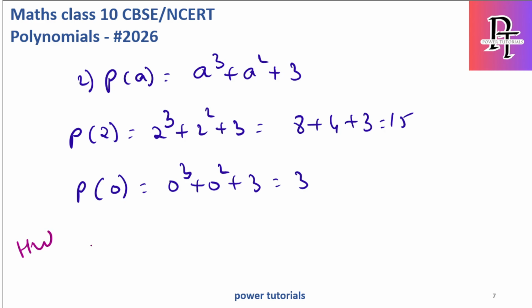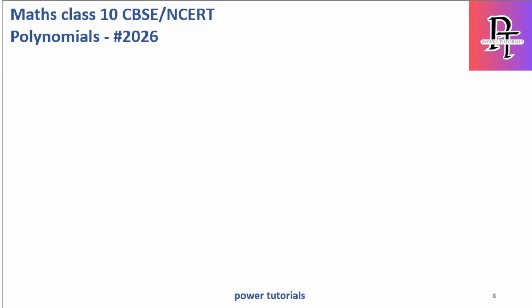And I am giving homework again. This homework is p of 1. This is a homework question. I want you guys to solve this. Just substitute 1 in terms of a, and you will get the p of 1 answer. Okay, let's see the next topic.